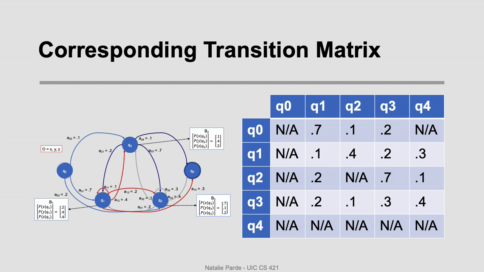If we take the model in the previous slide, shown here on the left, we can also go ahead and create a transition matrix for it. For this transition matrix, our rows correspond to the state we're currently in, and our columns correspond to the state we're going to next. The values are the transition probabilities from one state to another.